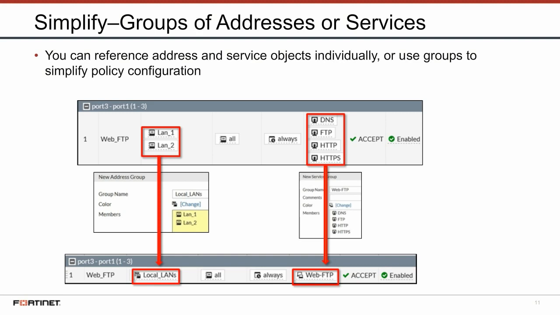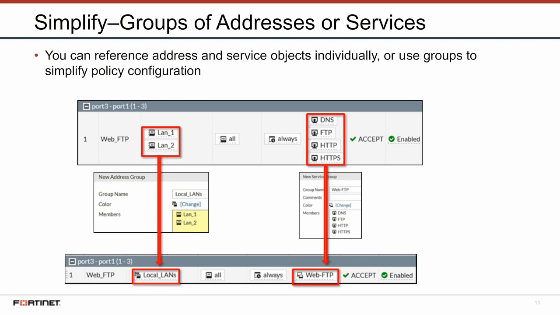To simplify administration, you can group service and address objects. Then you can reference that group in the firewall policy instead of selecting multiple objects each time or making multiple policies. On this slide, 4 services are used to configure the policy: HTTP, HTTPS, FTP, and DNS. DNS is used by browsers to resolve URLs to IP addresses because people remember domain names for websites instead of IP addresses.